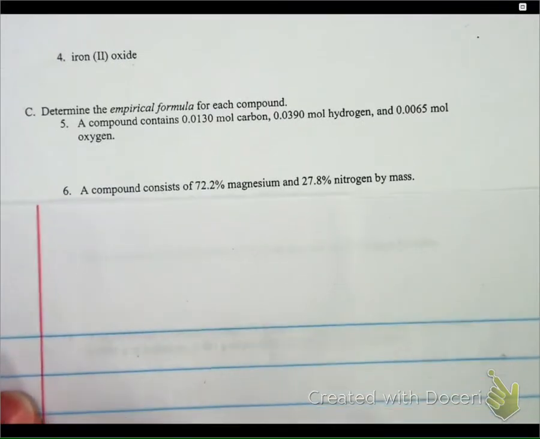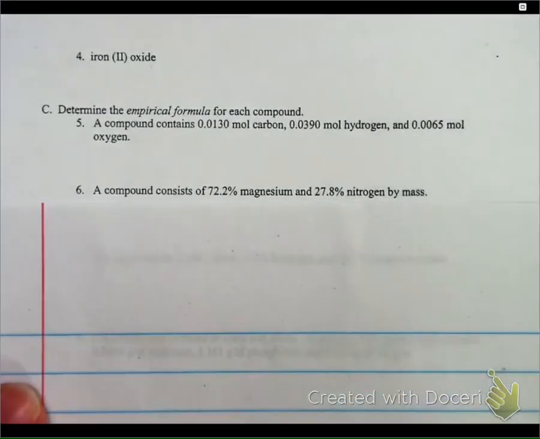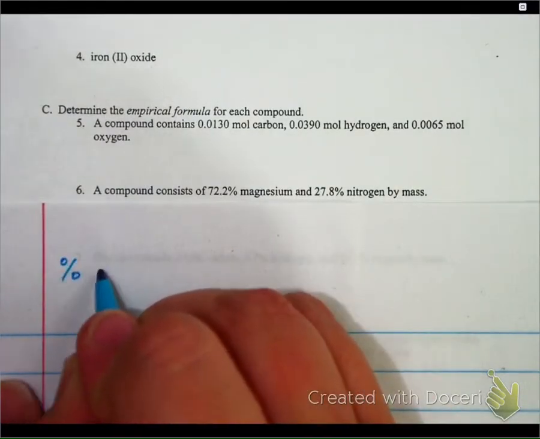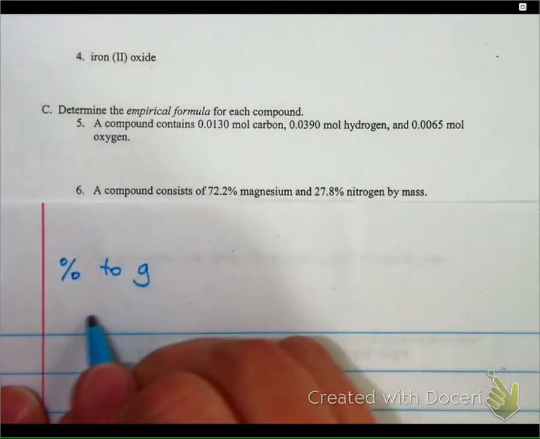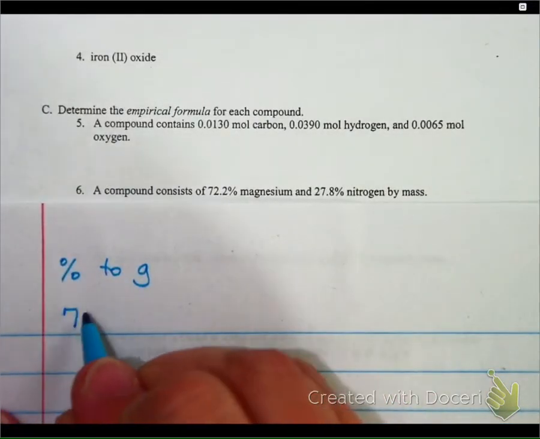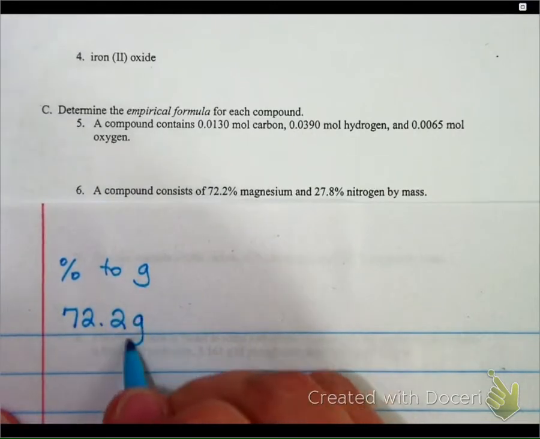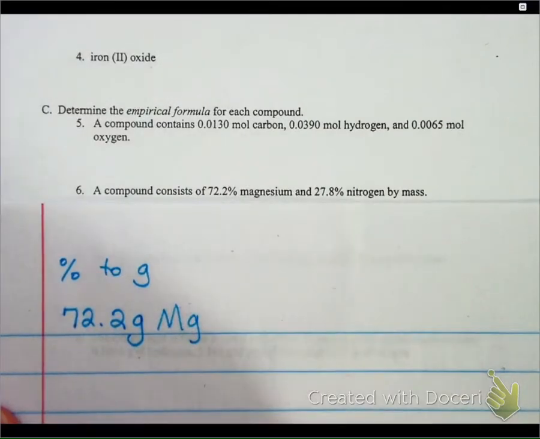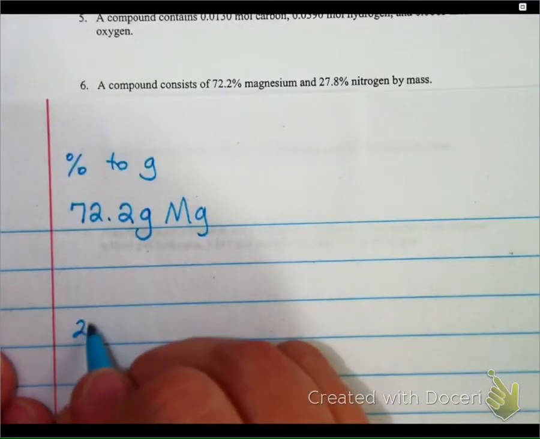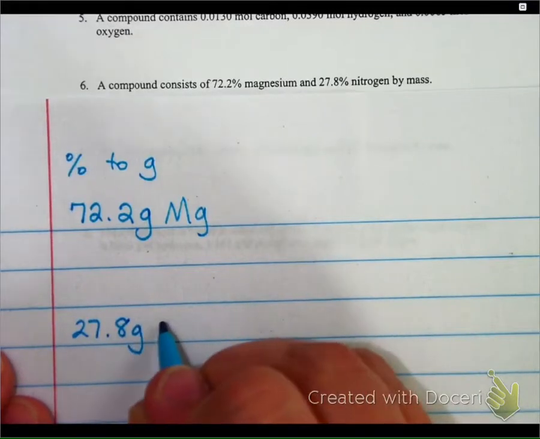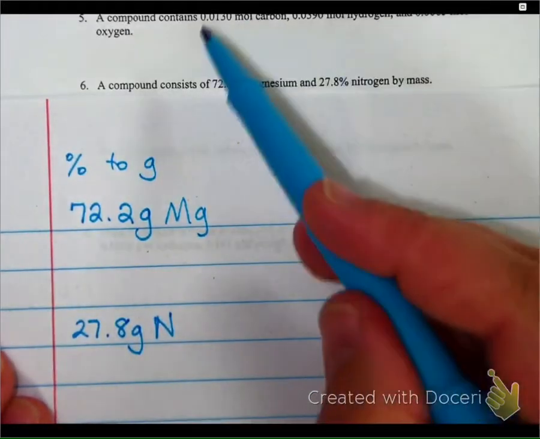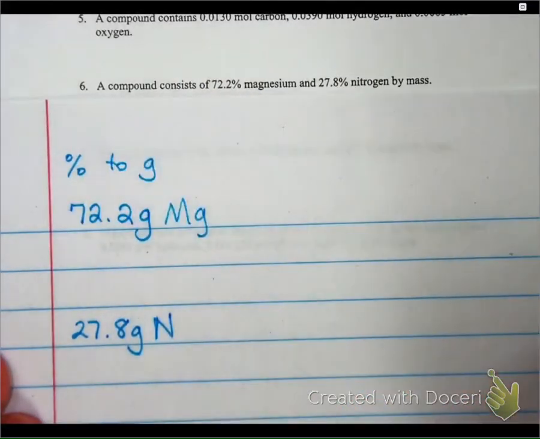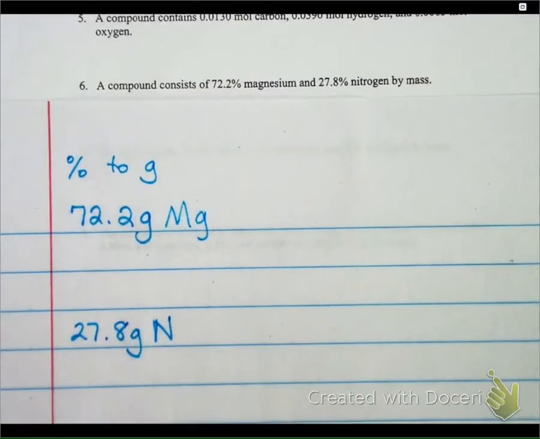Problem number 6 says we have a compound that consists of magnesium and nitrogen, and it gives your percentages there. So my first step is change that percentage to G. So I have 72.2 grams of magnesium, and I have 27.8 grams of nitrogen. So what we just did is change that percent sign to a G by multiplying that percentage times a sample size of 100 grams. So that's your first step.